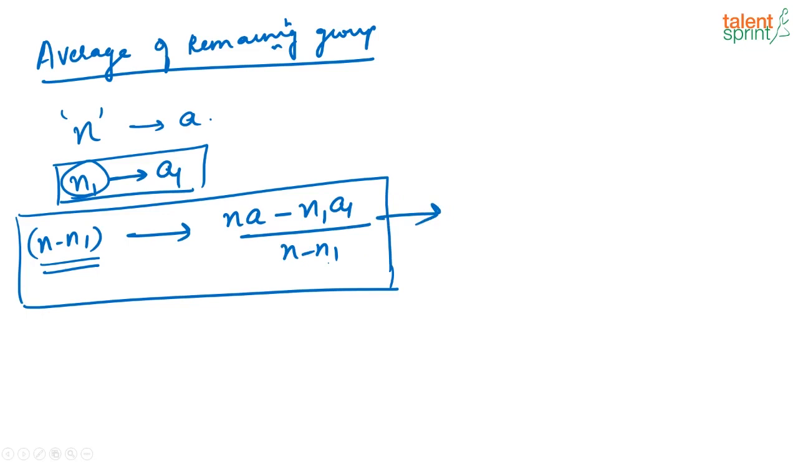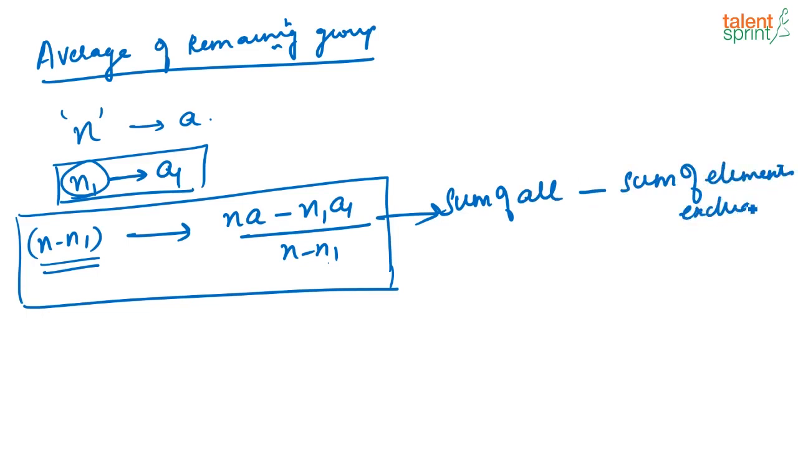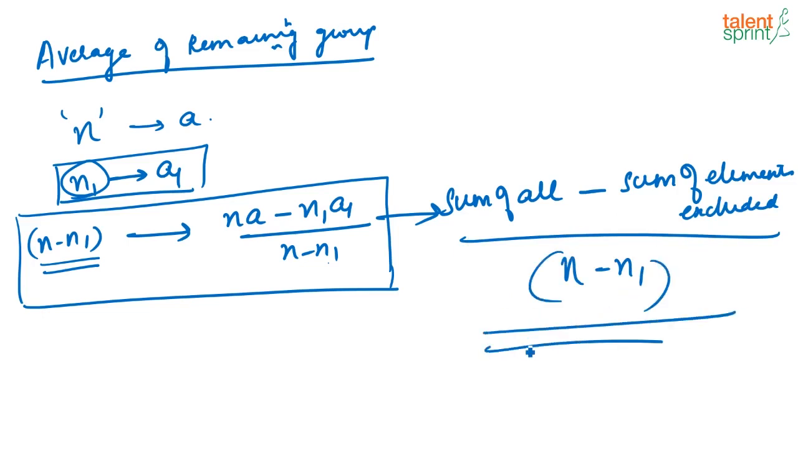You needn't remember this formula directly. What are we trying to find out here? See, what is nA? nA is the sum of all the elements, right? All the elements minus the sum of all the elements that you are excluding, divided by the number of elements that are there. Now, earlier there were n elements, now there are only n minus n1 elements. That's all. So if you know the concept, you needn't memorize this formula. Directly using the concept, you can solve the questions. So now let us move on to solving a few questions from averages, and as and when any more explanation is required, I'll give it to you then and there.